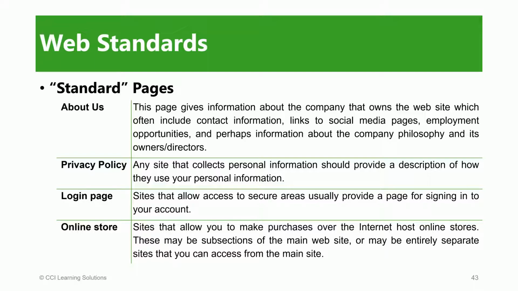Standard pages. This page gives information about the company, so the About Us, that owns the website, which often includes contact information, links to social media pages, employment opportunities, and perhaps information about the company philosophy and its owners or directors. The privacy policy. Any site that collects personal information should provide a description of how they use your personal information. Login page. Sites that allow access to secure areas usually provide a page for signing in to your account.